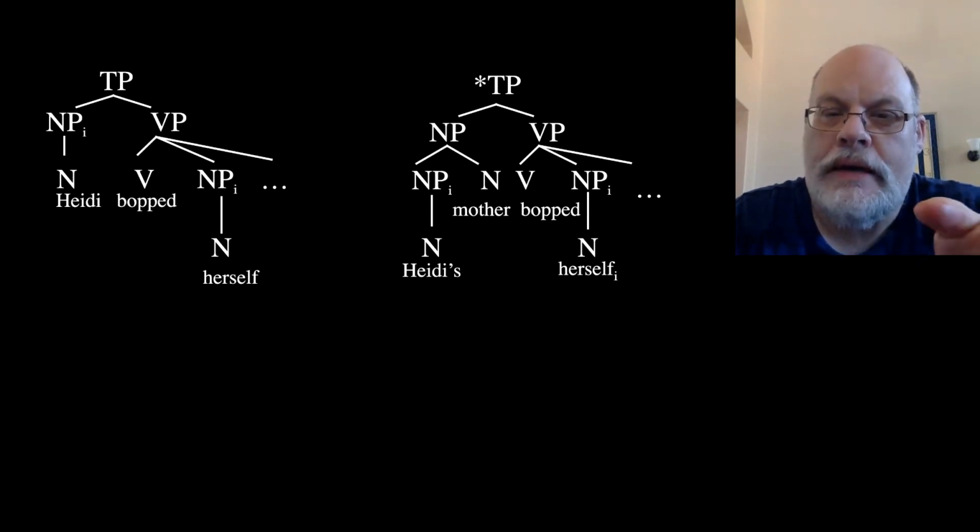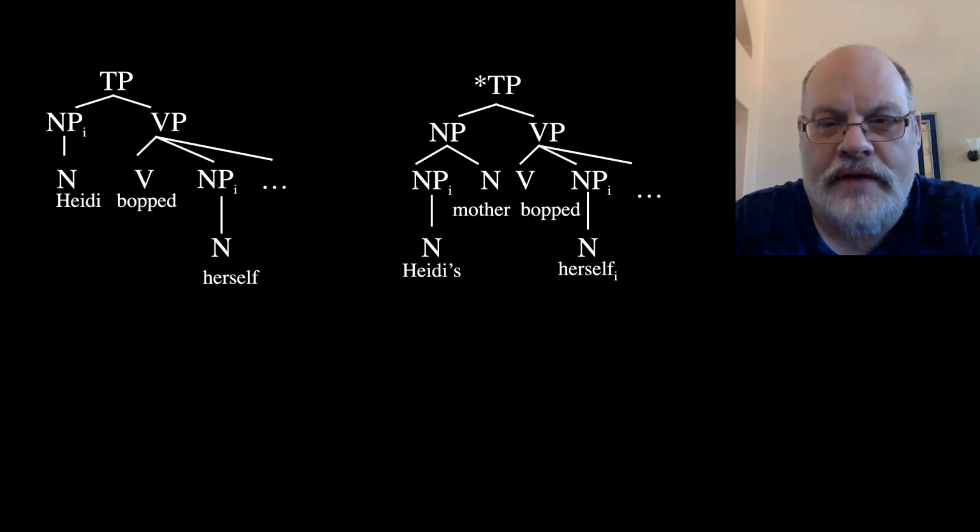But when you embed Heidi inside of another noun phrase, like the tree on the right-hand side of your screen, you'll see that this relationship becomes bad. So Heidi's mother bopped herself cannot mean Heidi hit herself, right? It can only mean Heidi's mother hit Heidi's mother.